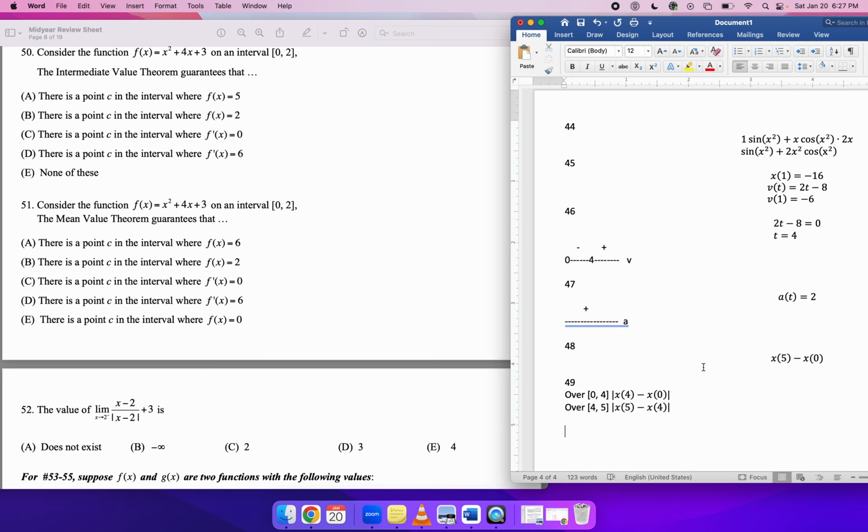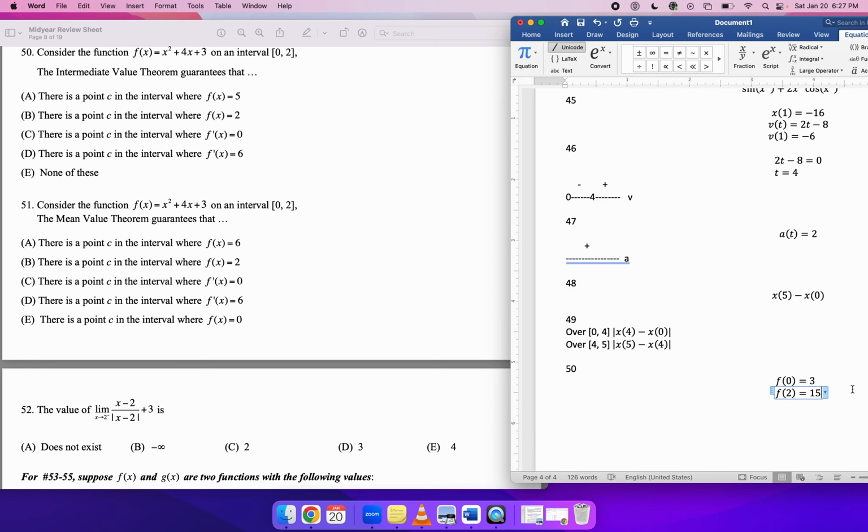The end. 50. Consider the function in an interval. The intermediate value theorem guarantees that. I think what I want to do is look at the value of the function at 0 and at 2. f of 0 is equal to 3. f of 2 is equal to 4 plus 8 is 12, which is 15.